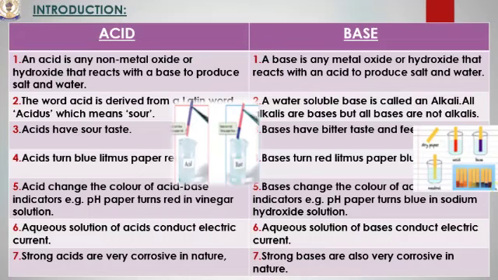Sixth point is aqueous solution of both acids and bases are good conductors of electricity. So dear students, the term aqueous solution was already explained to you in your 9th grade. Hopefully you are understanding it now. Seventh point and the last point is strong acids and bases are very corrosive. Corrosive means they can cause damage to your skin if you touch them.